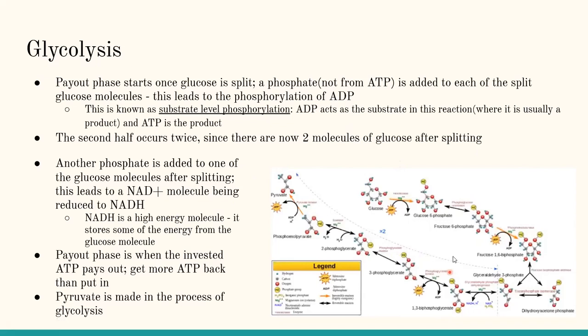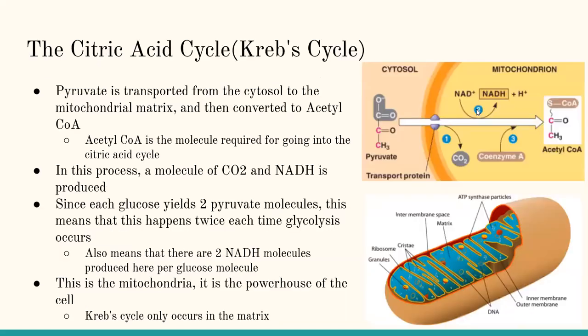And pyruvate is made in the process of glycolysis. This is important. This is the main thing of glycolysis. Pyruvate is really the most important part of this. We'll talk more about it later with fermentation and stuff, where glycolysis alone doesn't really net you that much energy. It's really pyruvate, when it goes through the Krebs cycle, where you get the energy from. So next up, we have the citric acid cycle, or well, the entry into it.